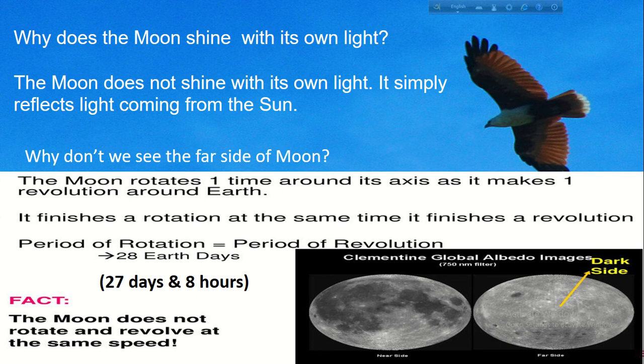What time does it take? About 28 Earth days. Usually it is written in one book as 27 days and 8 hours, so approximately 28 days. Here is an important fact: the moon does not rotate and revolve at the same speed. The speeds are different, yet the period of rotation and the period of revolution are the same.